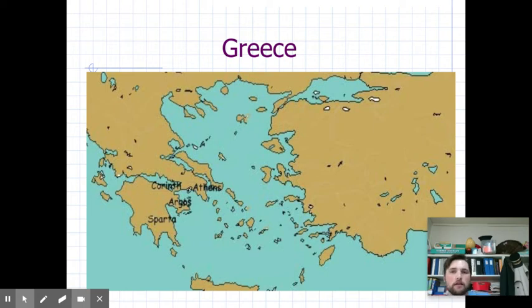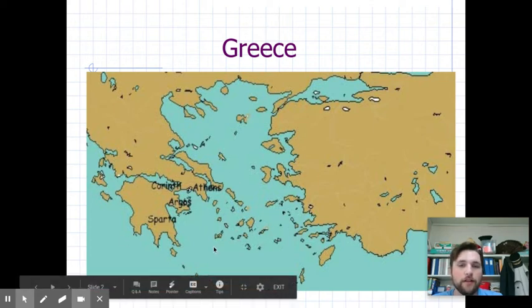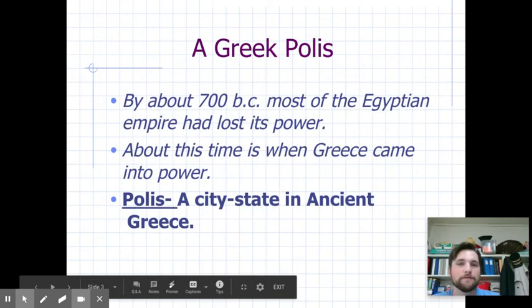Just to give you an idea of where Greece is located, it is in southern Europe. So if you know your continents, you go to Europe right there next to Asia, and then once you get to Europe, you go down south, and eventually you'll find Greece. Some of these cities, at least one that most of you have probably heard of, is Sparta. Yeah, we've all heard of Sparta.